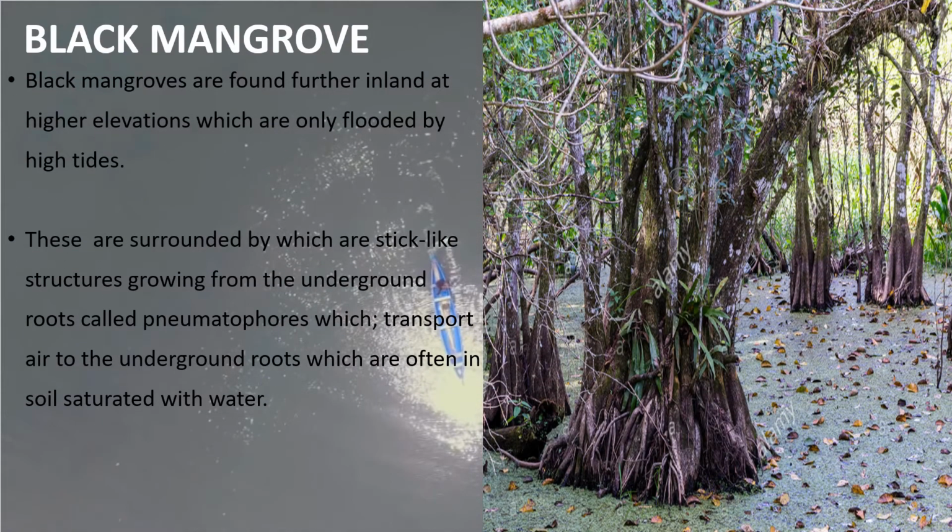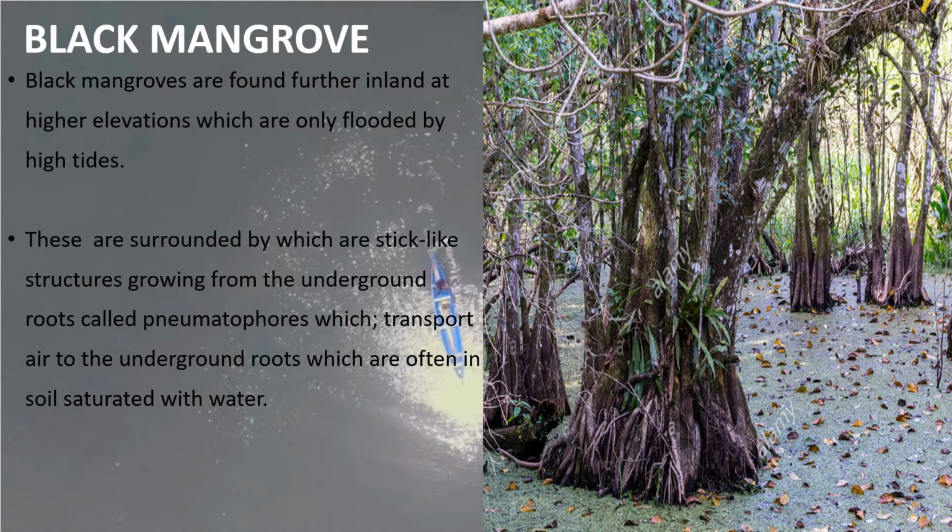We now look at black mangroves. These are found further inland at higher elevations, which are flooded only in high tide times. Trees are surrounded by pneumatophores. Again, the black mangrove trees are surrounded by pneumatophores. These are stick-like structures growing from underground roots.